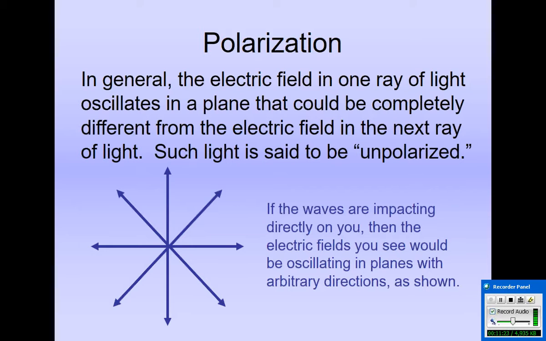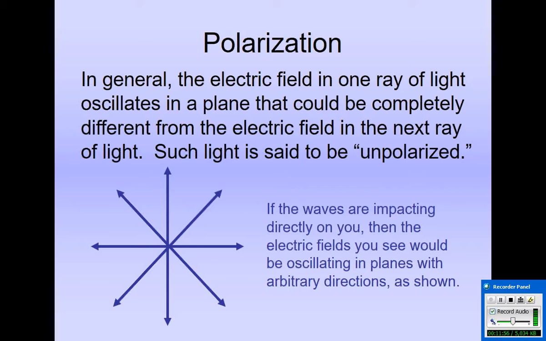You might see one beam of light where the electric field oscillations are left and right. You might see it from upper left to lower right. You might see it from lower left to upper right, or any possible angle between 0 and 360 degrees. It's random in general. Polarization, though, is the idea of having light in which each subsequent ray has the same orientation of oscillation as the previous one.